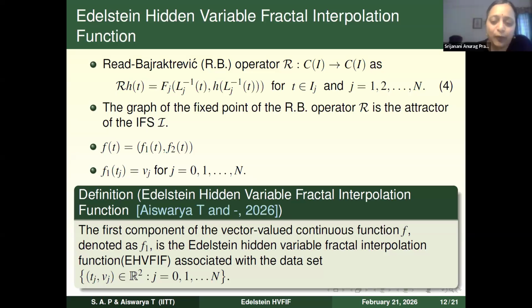This fixed point interpolates the given generalized data. And the graph of this fixed point is the attractor of the IFS. So writing this fixed point component-wise, the first component passes through the given data set, and that is called the Edelstein hidden variable fractal interpolation function associated with the given data set.